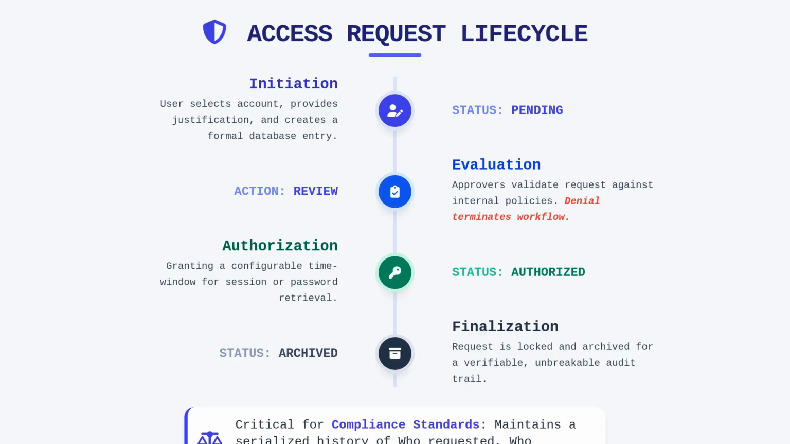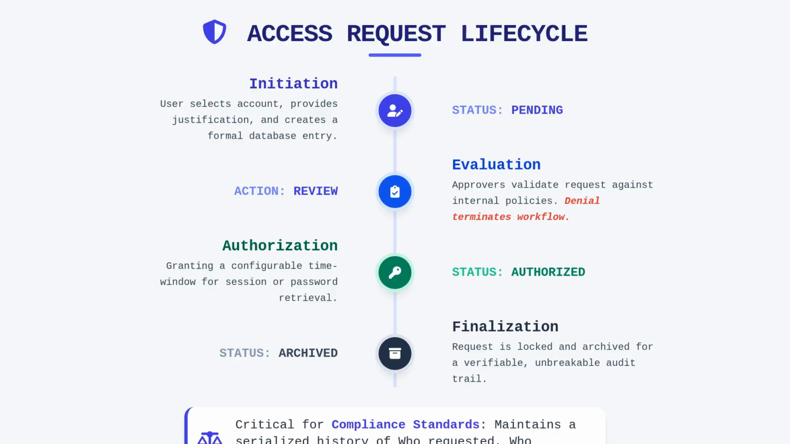The request status transitions to pending, triggering notifications to defined approvers who evaluate the validity of the request against documented internal policies. If an approver denies the request, the workflow terminates, and the user is prevented from seeing the credential, maintaining the hardened posture of your Vault.